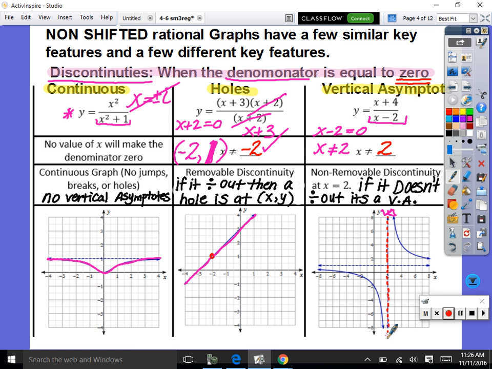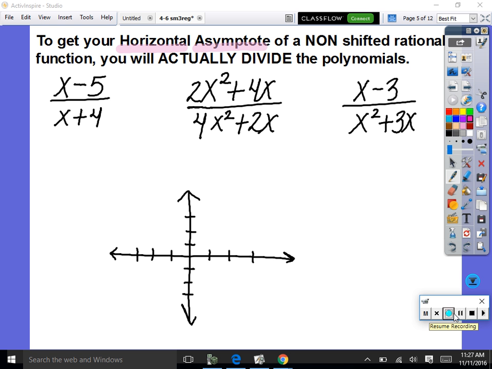I'll push pause and I'm going to keep talking. So now it's our last thing to learn, and then we can just start practicing. We just learned how to figure out our vertical asymptote. Now I'm telling you how to get your horizontal asymptote of a non-shifted function. To get the horizontal asymptote of a non-shifted rational function, you will actually just divide the polynomials. So let's look at this: x minus 5 divided by x plus 4. Let's do long division real quick.